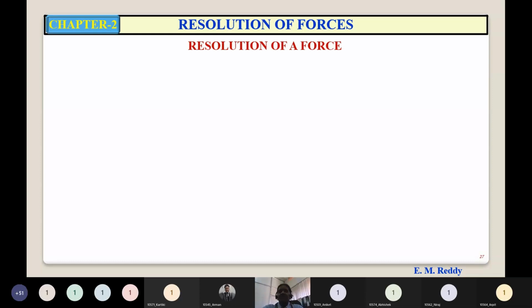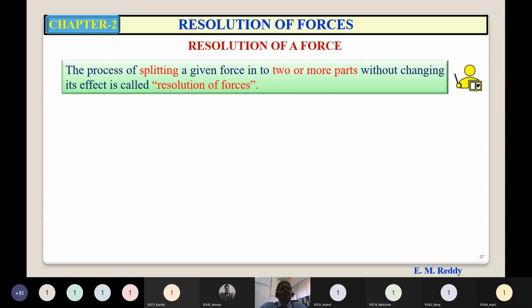So in resolution, we are splitting one force into two or more without changing the effect. Whereas in composition, we are combining those parts. We are combining different forces to get a single force. That single force is nothing but resultant force, right? So the process of splitting a given force into two or more parts without changing its effect is called resolution of forces.